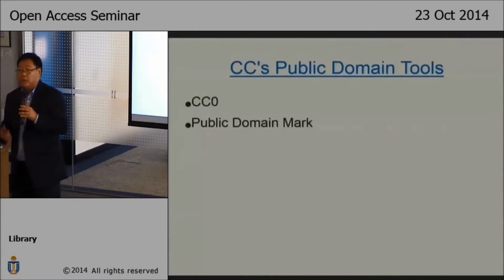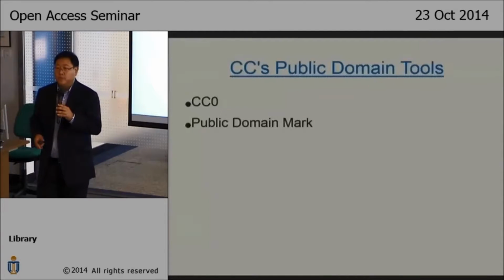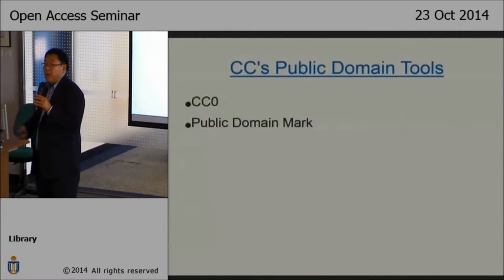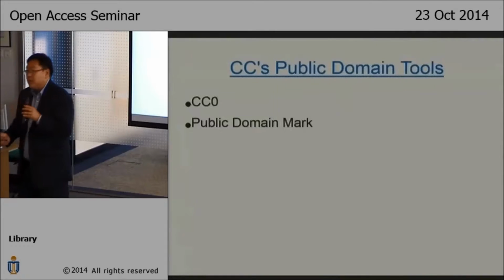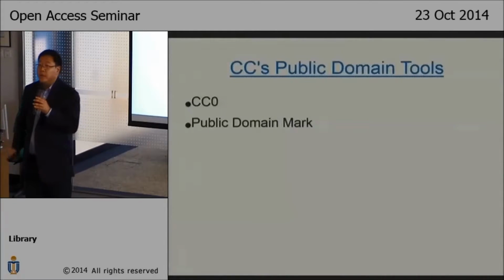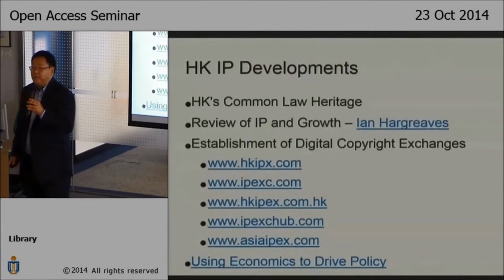Now, if you want to be very clear about the public domain in the digital world, there are 2 other types of tools: CC0, which is primarily used for things like metadata, right? Data about data, and the public domain mark. I won't get into that too much.